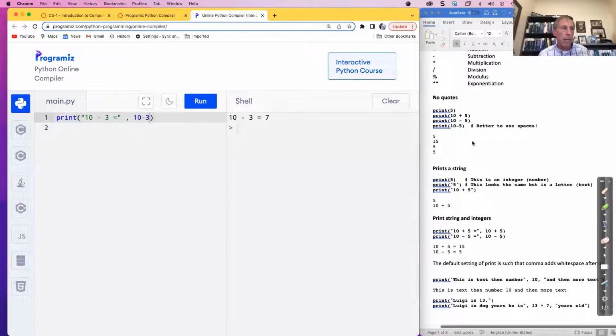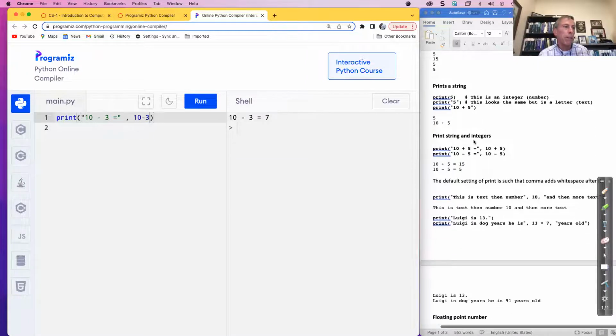All right. So let's look at some other things. So we see where we can print strings and numbers. I can also do things like this. I can say, I don't know, Luigi was my dog who passed away. He passed away at 5. Luigi is, and that's the text. Luigi is.